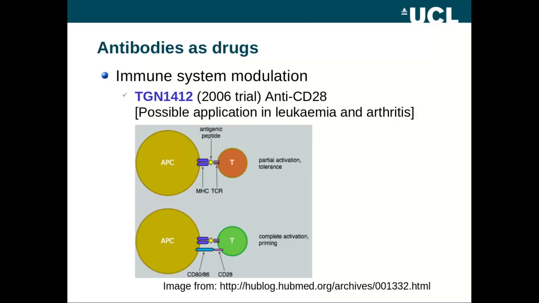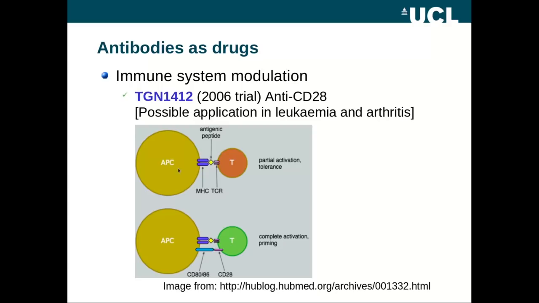Now, in 2006, there was a drug trial looking at this antibody called TGN-1412, which bound to CD28. Now, if you recall from the previous lecture when I did my one-slide summary of immunology, there's this interaction between an antigen-presenting cell, which has MHC on its surface with an antigenic peptide bound to that MHC, and that interacts with a T cell receptor on a T cell, and that's shown in this top image here.